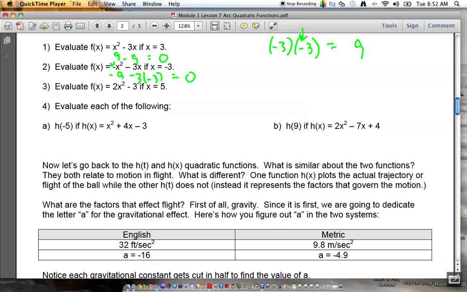Next one, square it, double it, minus 3. So what's 5 squared? 25. Double? 50. Minus 3? 47. Very good. Evaluate here. I'm going to plug in a negative 5. I'm going to square negative 5. What's negative 5 times negative 5? 25. Then I'm going to do plus 4 times negative 5 minus 3. What's 4 times negative 5? Come on. 20. So I get 25 minus 20 minus 3, which is 2.